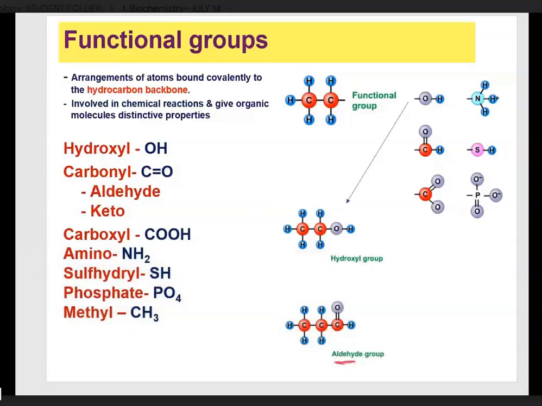All right, we are going to discuss functional groups. So what are functional groups? We're looking at these tiny little decorations, and these tiny little decorations are going to be involved in chemical reactions and give organic molecules distinctive properties.